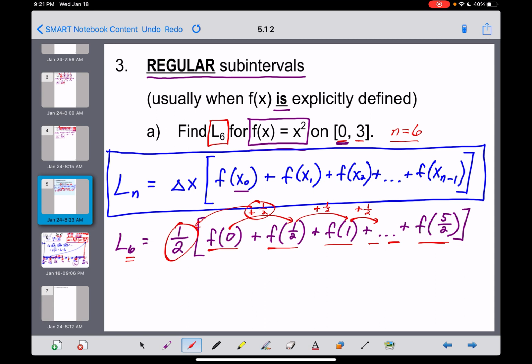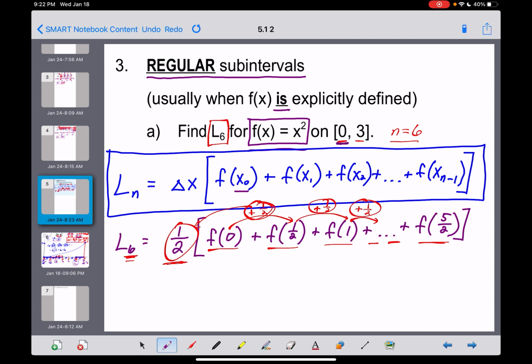So those two things I just told you to check, the total number of rectangles matching this number right here, and also that your delta x, being the amount that you're jumping each time, those two things should happen no matter which method we're using: left rectangles, right rectangles, or midpoint rectangles.